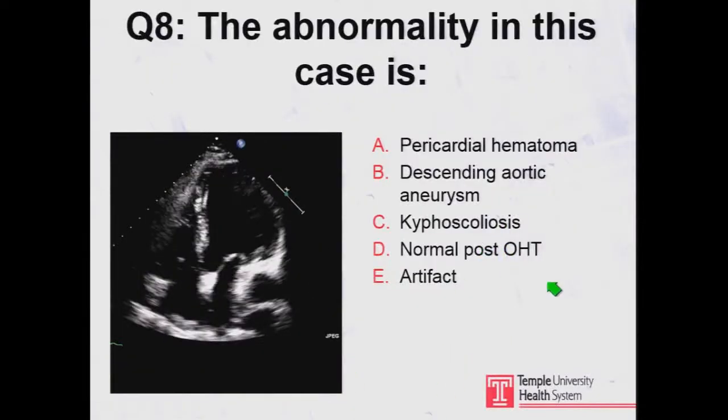So take a look before you answer. The abnormality in this case is, this is an apical four-chamber view, pericardial hematoma, descending aortic aneurysm, kyphoscoliosis, normal post-heart transplant, or an artifact. Okay, go ahead and answer.